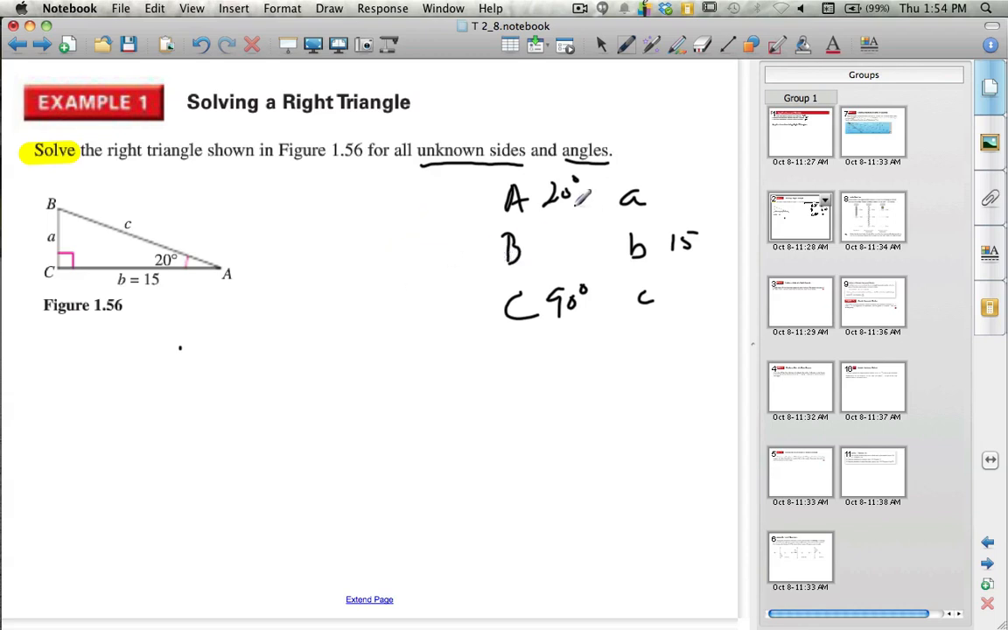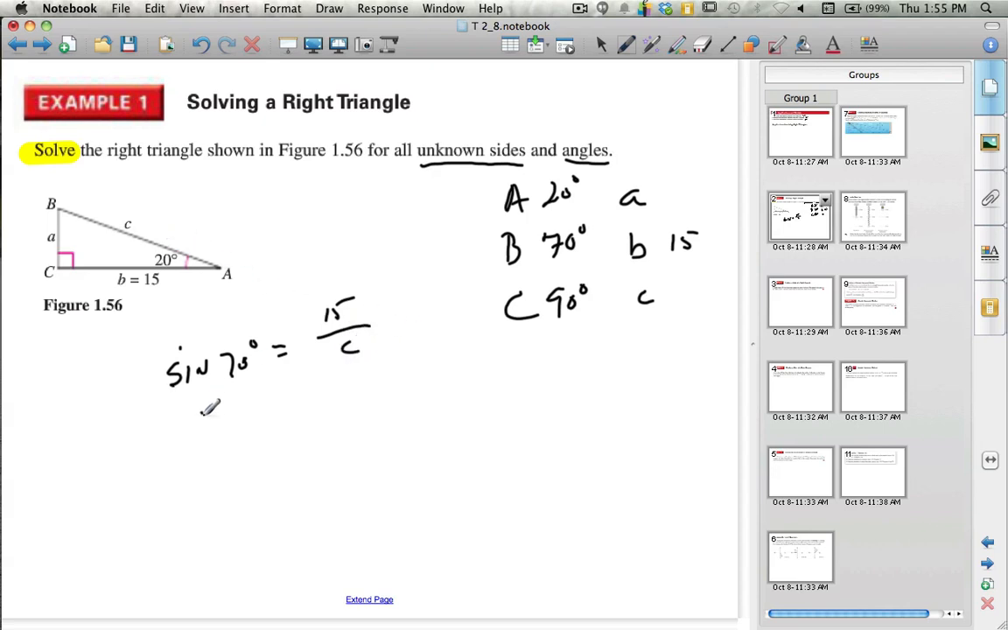So for starters, if I've been given two angles, I can always find the third, because the sum of the angles in a triangle is 180. So that means that this must be 70 degrees. These two add up to 90, and this one's 90, so it's 180 degrees. And then, working with the parts that we don't have, I know that the sine of 70 degrees will be equal to the side opposite over the hypotenuse, which is C.